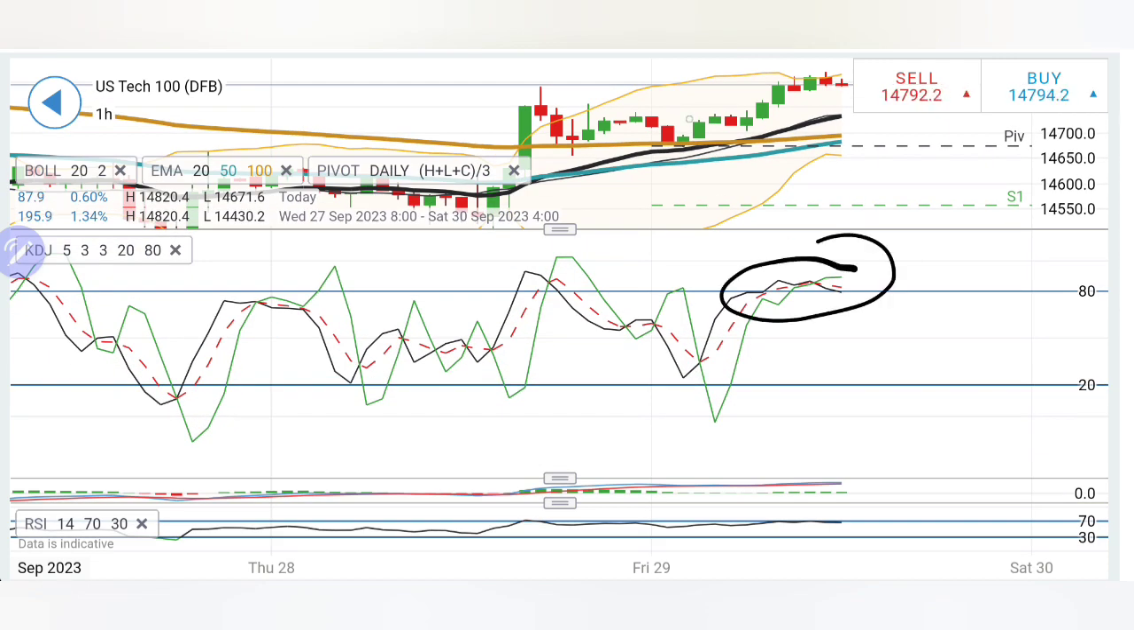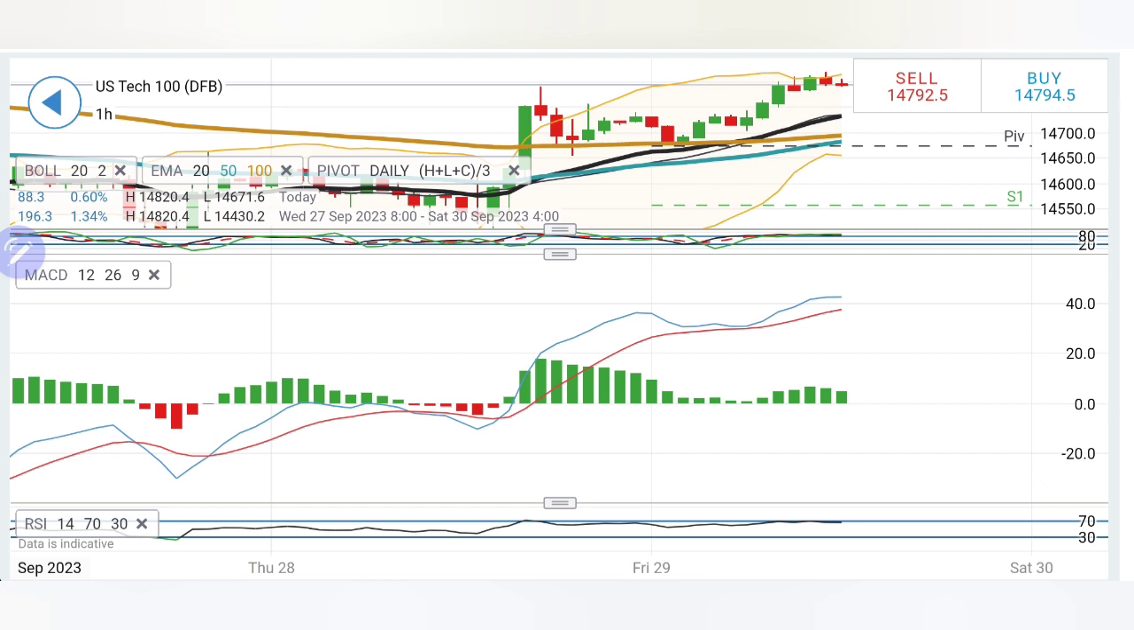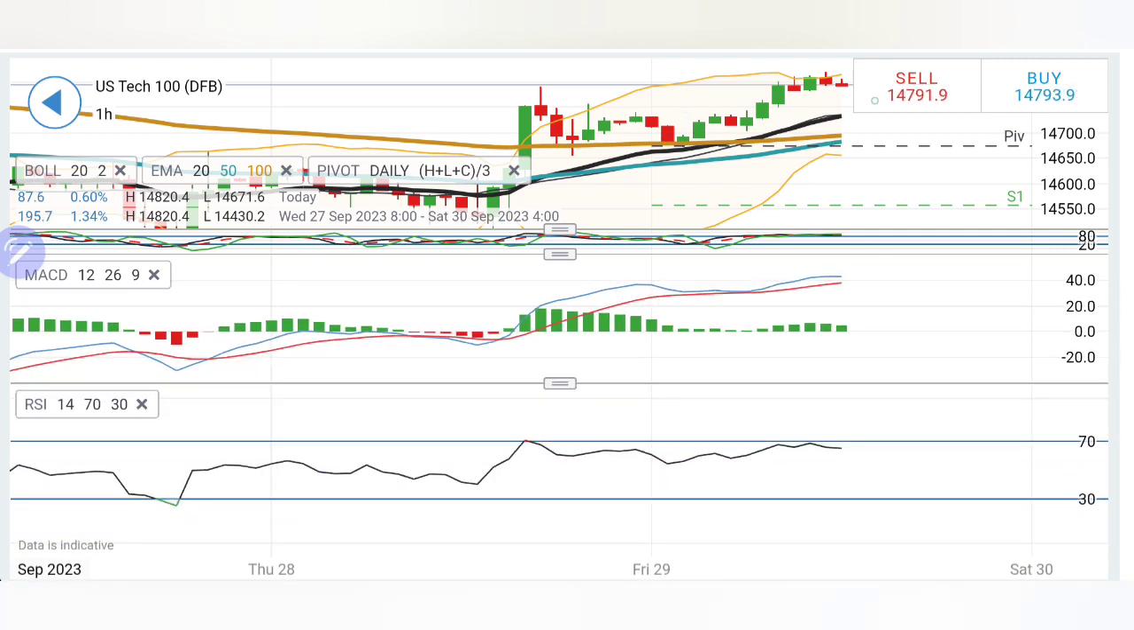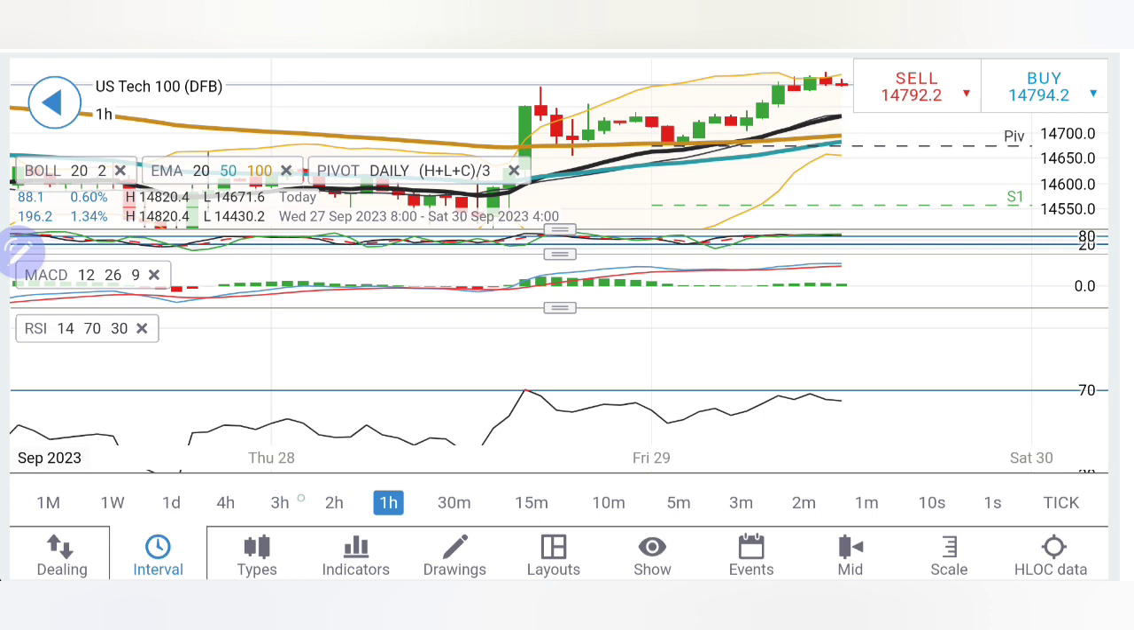See, stochastic is overbought here, which may bring the prices a little down in order to cool the stochastic down a bit. And also look at MACD. This is trading with very little divergence. This is still green, while RSI is trading near the top there.